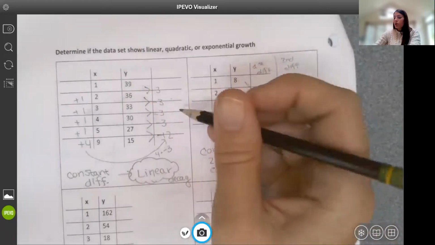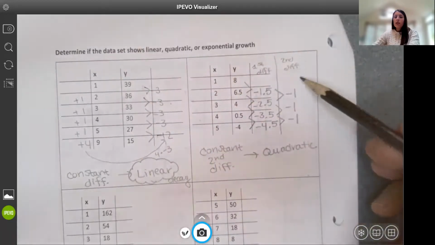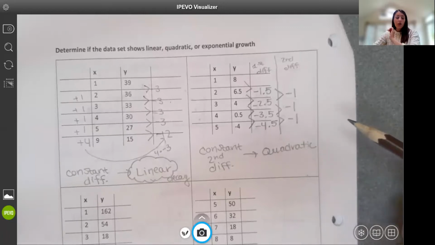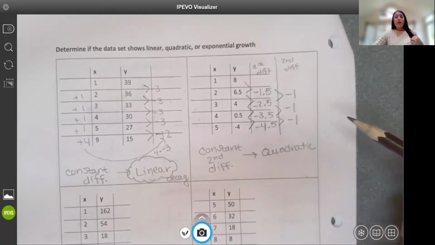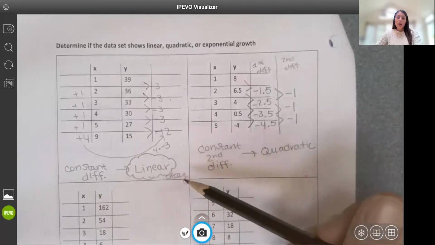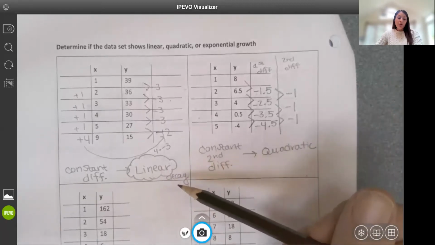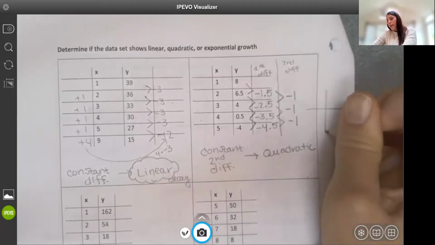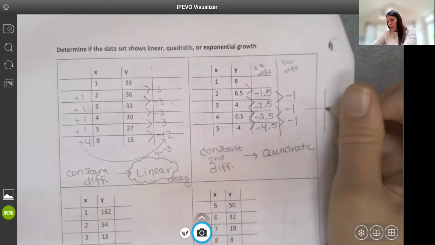Okay, constant first difference is linear, constant second difference is quadratic. And then if I, instead of having differences, I have a common ratio, then that's exponential. Now, just like here where it says linear decay, I can say it's a quadratic with a maximum or quadratic with a minimum. So I have to think about how these points would look, and you don't have to plot them necessarily, but just think about what they would look like.